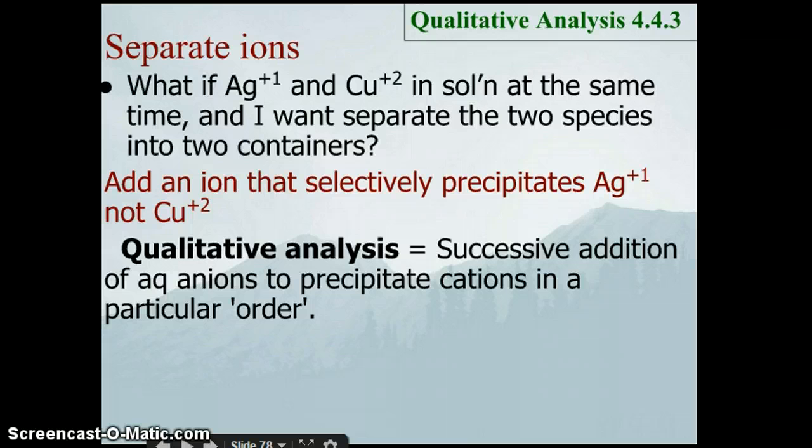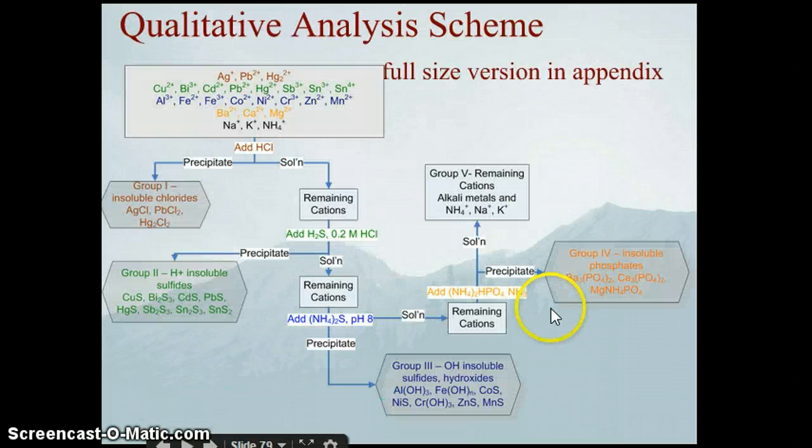So this process, for determining the identities of the ions in solutions, is called qualitative analysis, or sometimes just a qual scheme, is another way it's referred to. So it's the successive addition of aqueous anions to precipitate cations in a very particular order, and we use them to determine the identities of substances in there. So this is what's referred to as a qualitative analysis scheme. We take the large number of metal cations and we put them in groups based on their chemical reactivity. And there are 5 groups, oddly named groups 1 through 5.